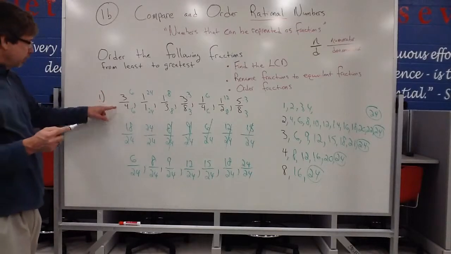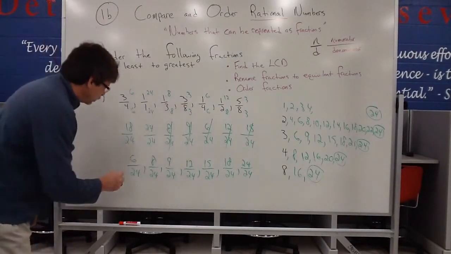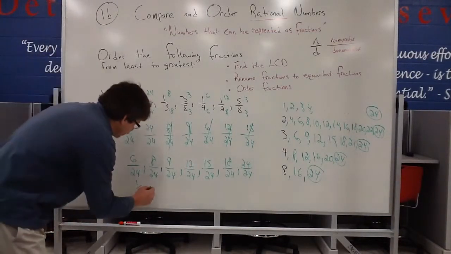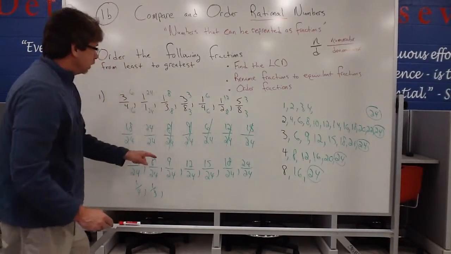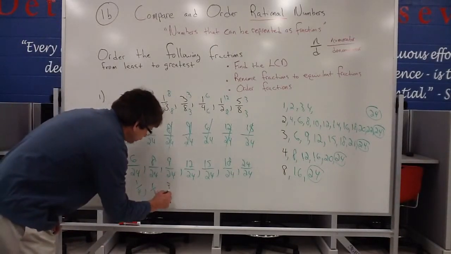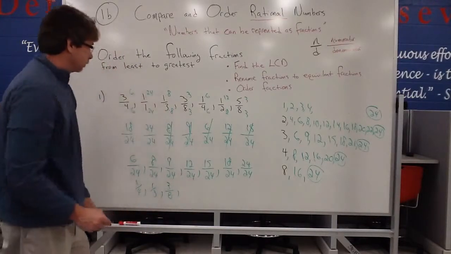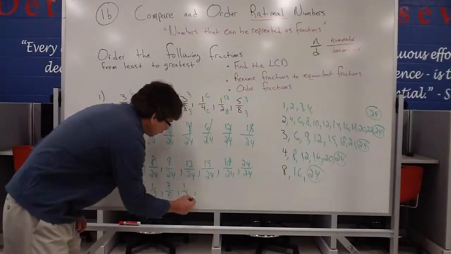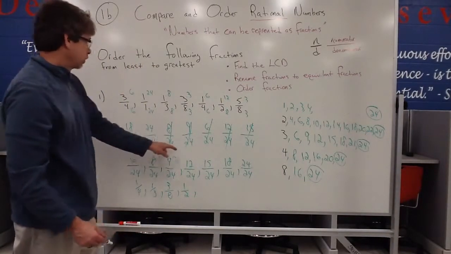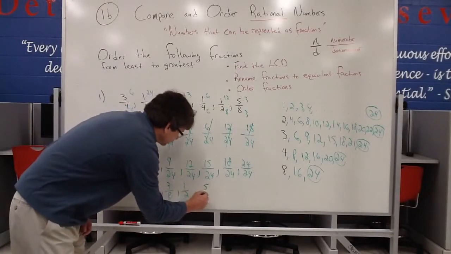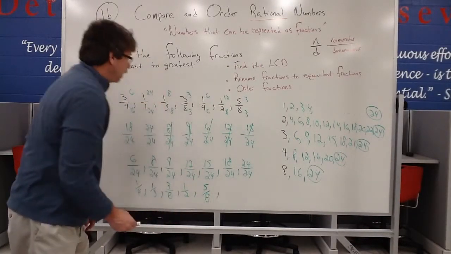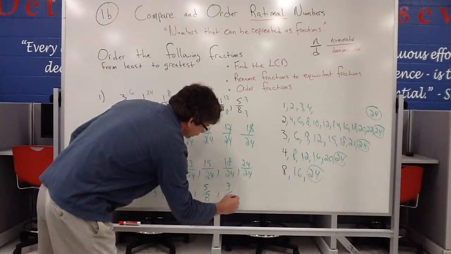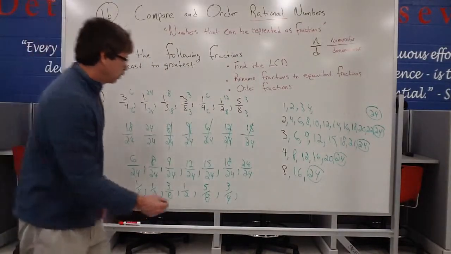But again, we still got to put them back into the original form. So that 6 24ths corresponded to 1/4. So 1/4 was actually the smallest fraction. The 8 24ths corresponded to that 1/3. 9 24ths corresponded to 3 8ths. 12 24ths was the half. 15 24ths was the 5 8ths. 18 24ths was the 3/4. And then the 24 24ths was the 1/1.